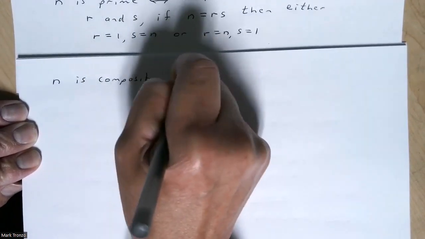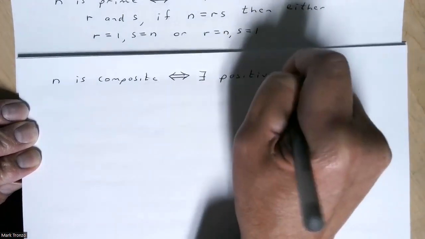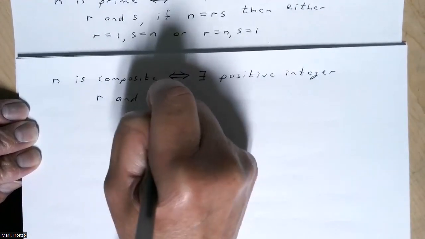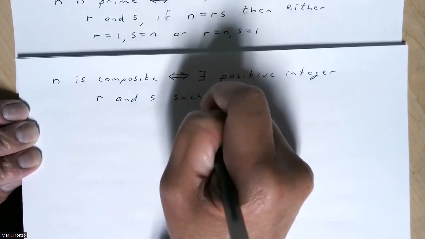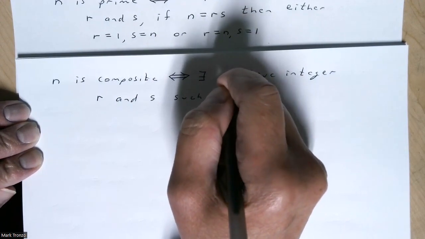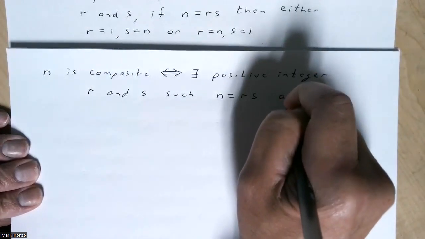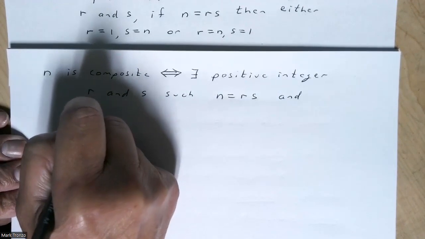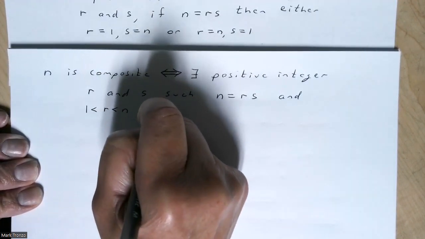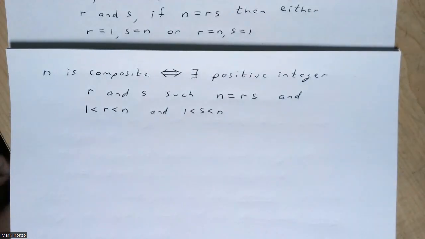N is composite, once again, if and only if there exist positive integers R and S such that n equals R times S, and R is between 1 and n, and S is between 1 and n. So that's the definition of a composite.